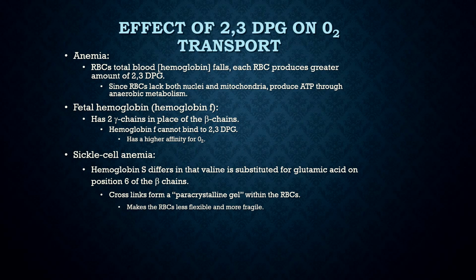Sickle cell anemia has hemoglobin S, which differs in one amino acid that's inherited, and so what happens is that there's a paracrystalline gel that's formed within the red blood cells due to different crosslinks. And so this makes the red blood cell less flexible and more fragile. And so they have a decreased ability to pass through narrow vessels and organs. So all of these then help promote unloading of oxygen to tissues so that we have that oxygen go where it needs to go.